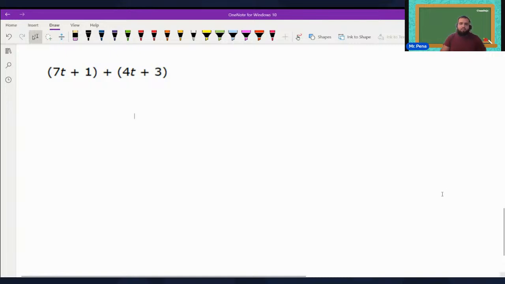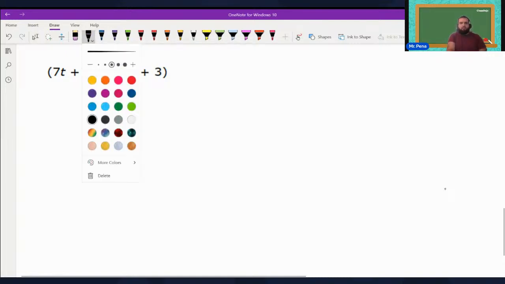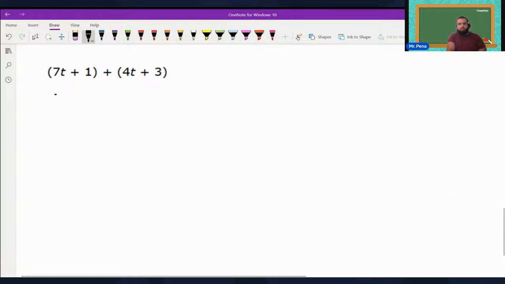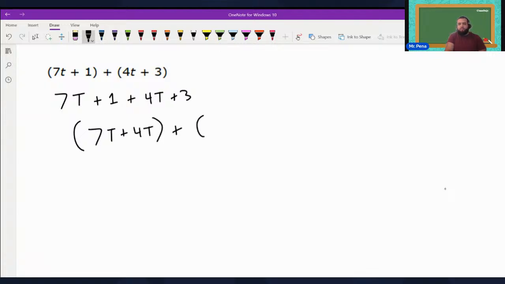7t plus 1 plus 4t plus 3. Again, 7t and 4t are like terms. 1 and 3 are like terms. So we simply add them up. 7, 8, 9, 10, 11. 11t plus 4.